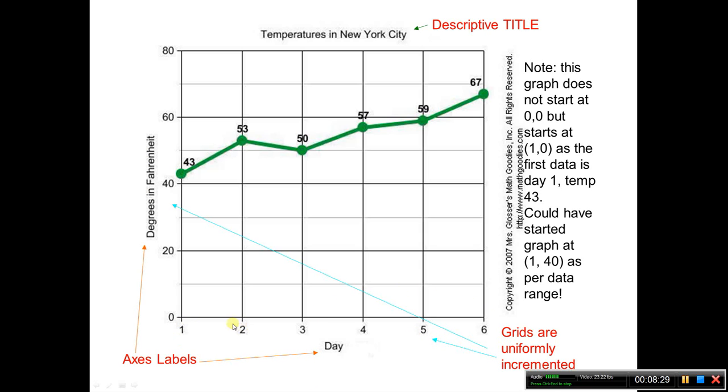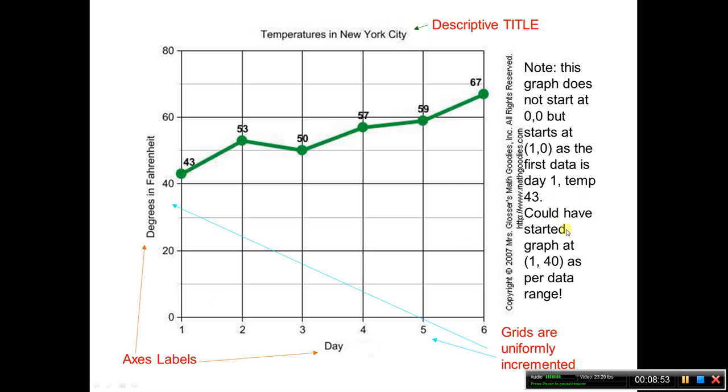We just talked about that. The day is going up by 1 day for each line. Temperature is going up by 20 degrees for each dark line. And then we just said this graph, yep, it does not start at 0, 0. It starts at 1, 0. As the first data is day 1, we don't have any data for day 0, and so that's how we start it.